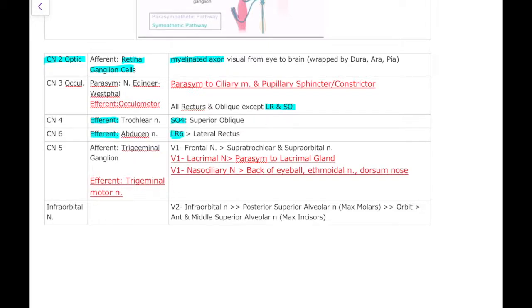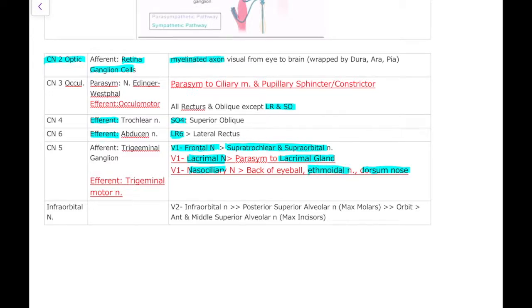we have the trigeminal, which provides us with the V1 branch, the frontal nerve, that can be split into supraorbital and supratrochlear. We also have the lacrimal nerve that provides parasympathetic to the lacrimal gland, and the nasociliary, which provides us to the dorsum of the nose and ethmoidal cells in the middle.